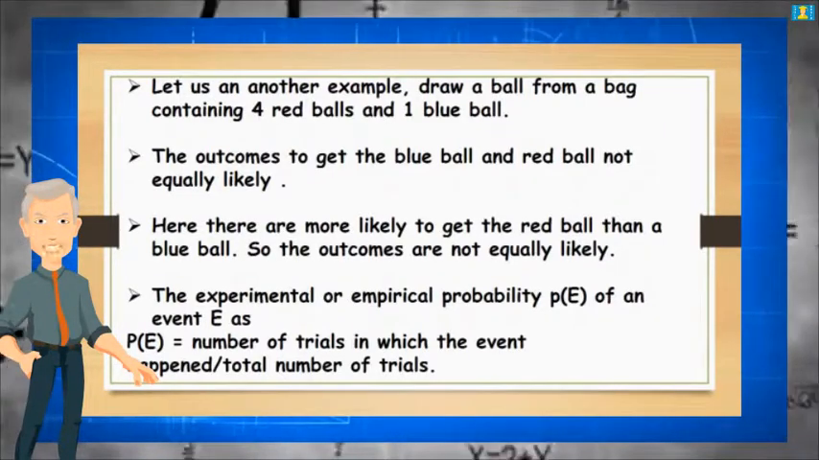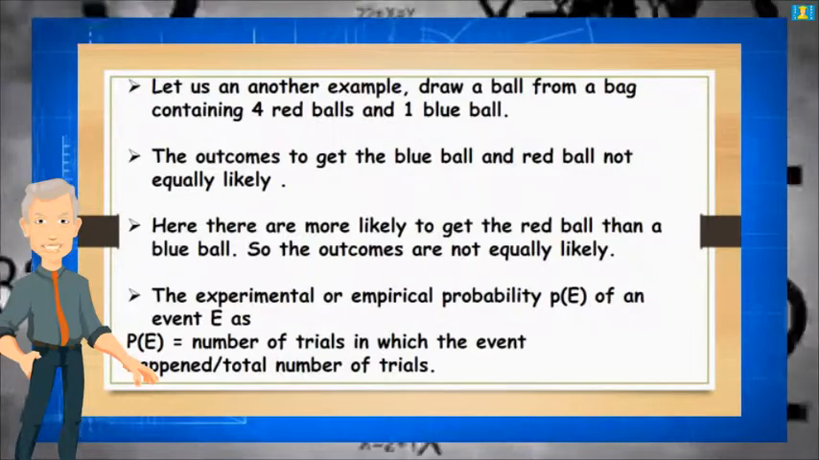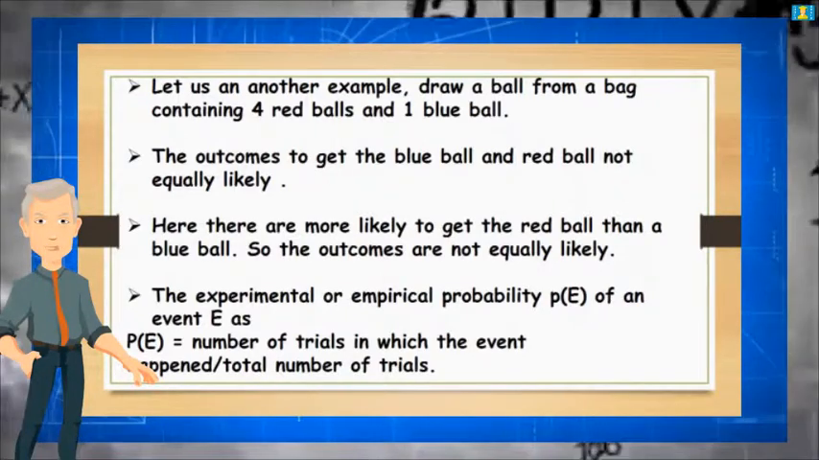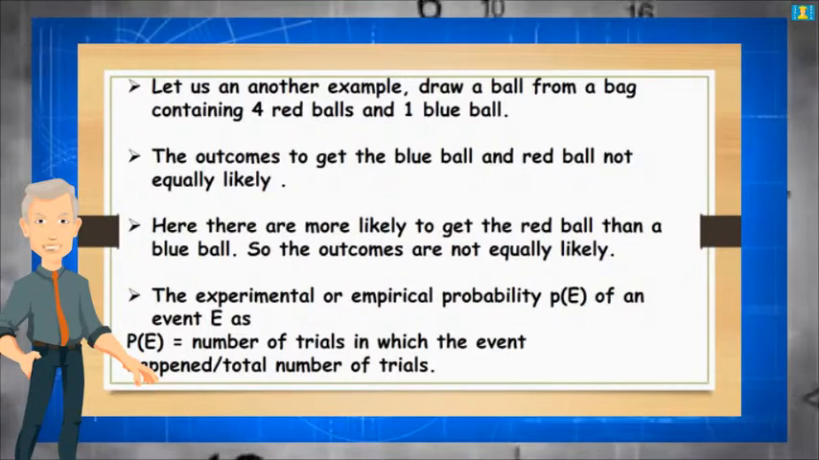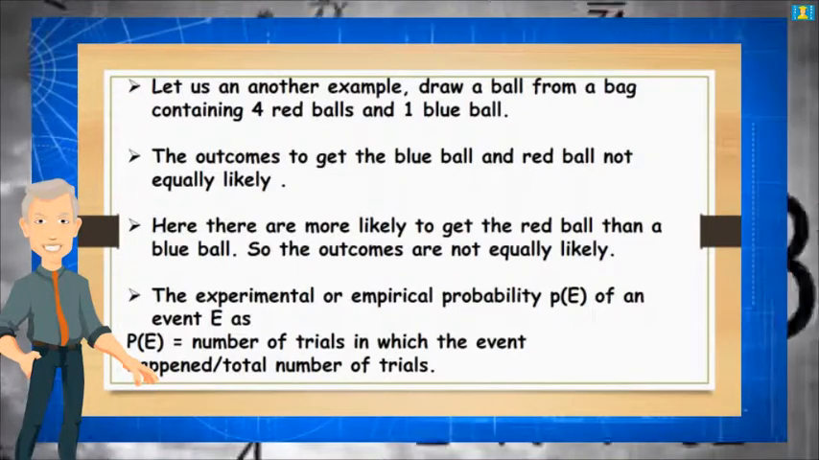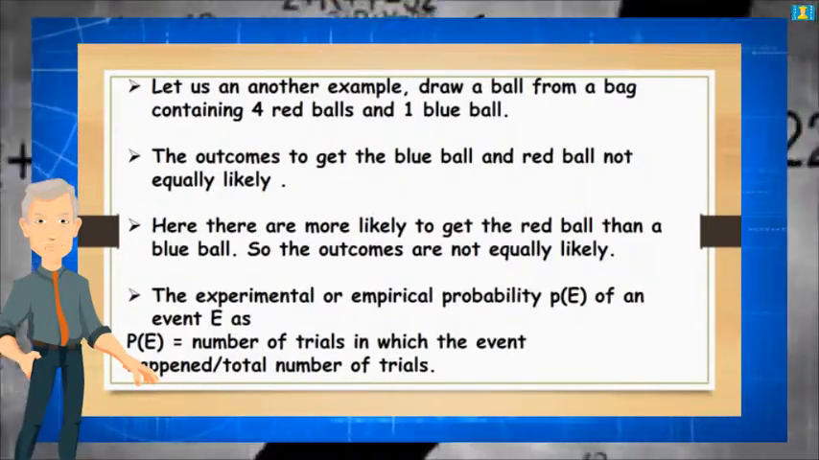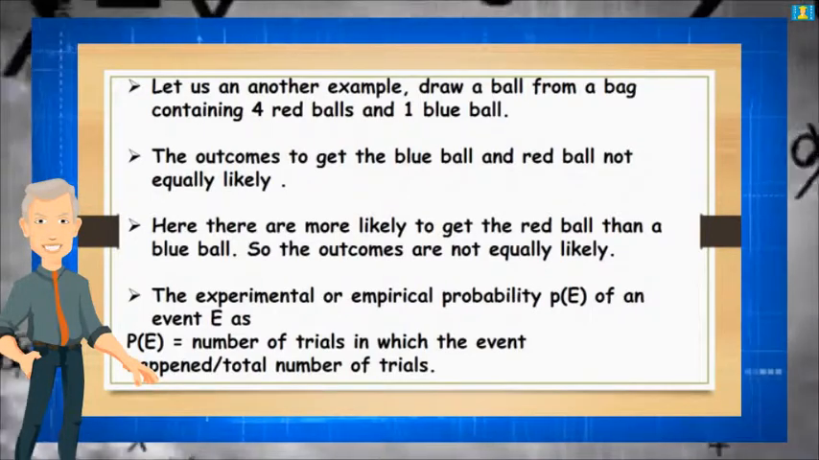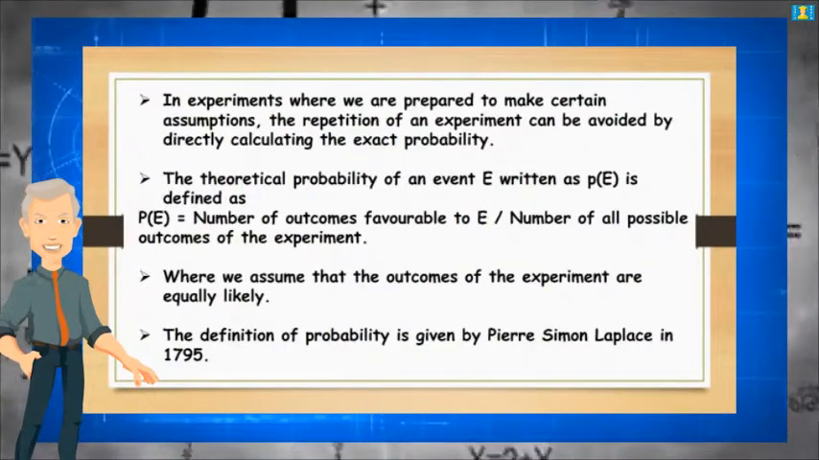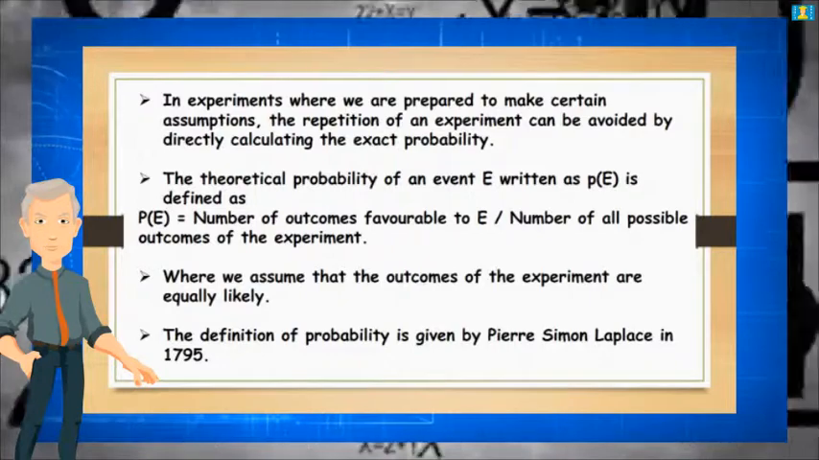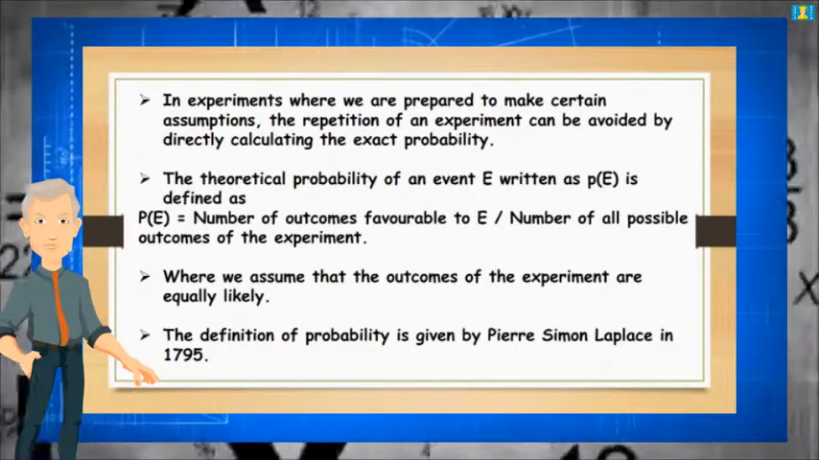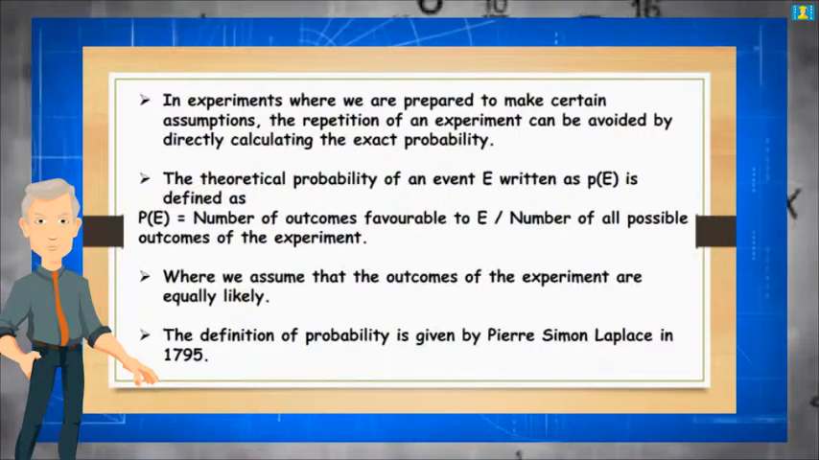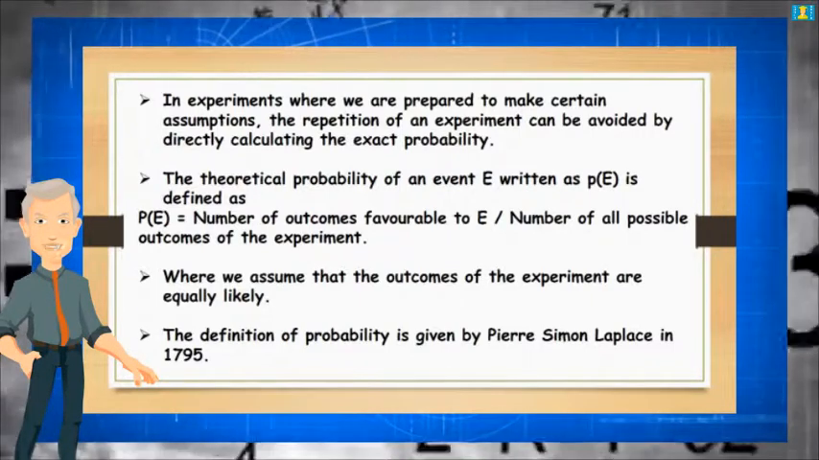The experimental or empirical probability of an event E, denoted by P(E), is equal to the number of trials in which the event happened divided by the total number of trials. In experiments where we are prepared to make certain assumptions, the repetition of an experiment can be avoided by directly calculating the exact probability.